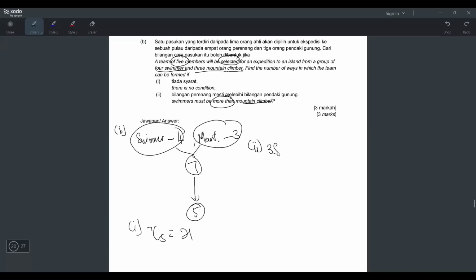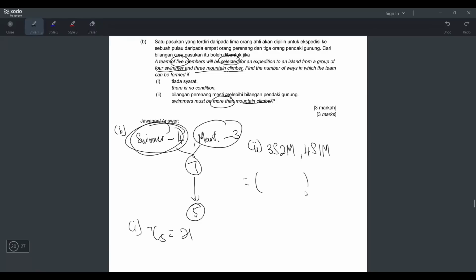Because if it's 3 swimmers, how to make up 5? You need 2 mountain climbers, right? So this one fulfills the condition. Or you can also say 4 swimmers. If it's 4 swimmers, how many mountain climbers? To make up 5 people, 4 already chosen, another 1 left for the mountain climbers, right? Okay, what about 5 swimmers? 5 swimmers is not possible because there are only 4 swimmers. How to choose 5 from 4 swimmers? It's not possible. If you press 4C5, it will give you a math error in your calculator. So this option is not possible. So it's only these 2, right?